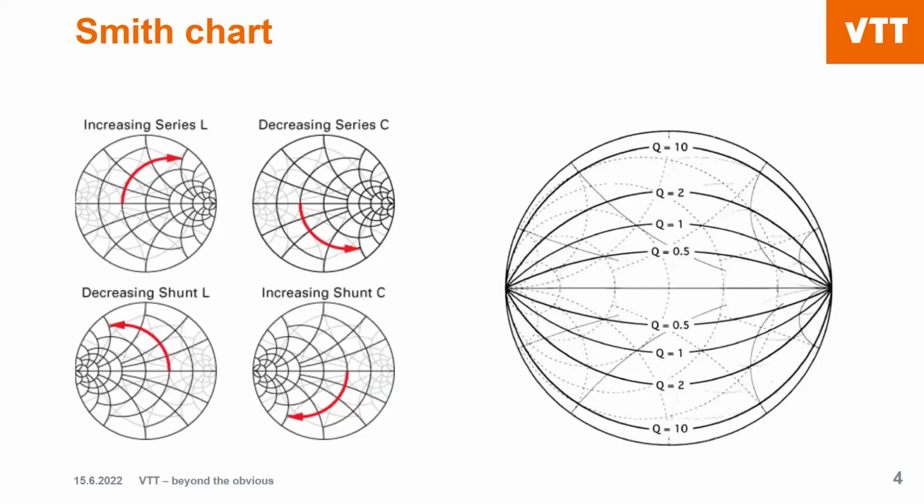Then on the right-hand side, there is a basic figure of Q circles drawn on the Smith chart. The lower the Q, the wider band matching network you design. So if you start from the middle and you go on the edge of the Smith chart while you are matching, that will result in a very narrow band design. So this basically shows that you want to stay as much in the middle as possible to get a wideband response for your matching network.